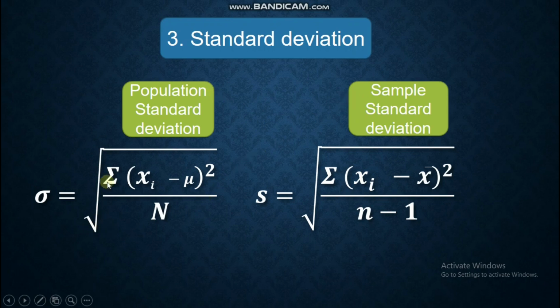For the population, you have the square root of the summation of the quantity score minus the population mean squared all over n. And the square root of the summation of the score minus the sample mean squared all over n minus 1. So basically, the difference is the same. You have the population mean, the sample mean, and the denominator here is n, and here is n minus 1. The difference between standard deviation and variance is, in your standard deviation, you already have the square root.